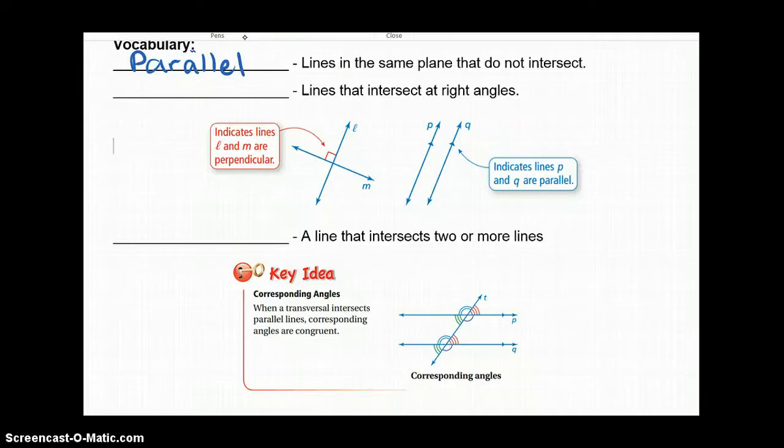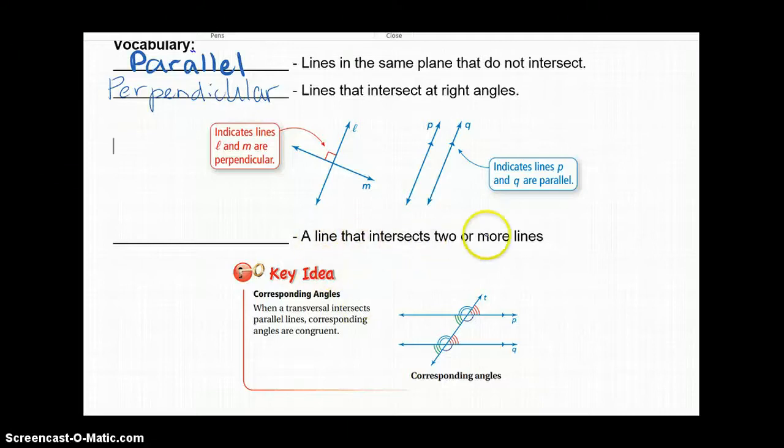They're lines in the same plane that do not intersect. And then what are two lines that intersect at right angles? Those are called perpendicular. Sometimes my handwriting is not the greatest on this thing. Okay, so looking at the pictures, you can see that these two lines are perpendicular. They form right angles. Parallel lines, they are not intersecting in this plane.